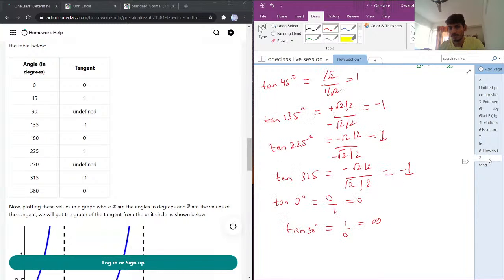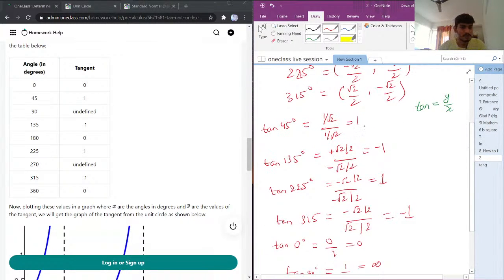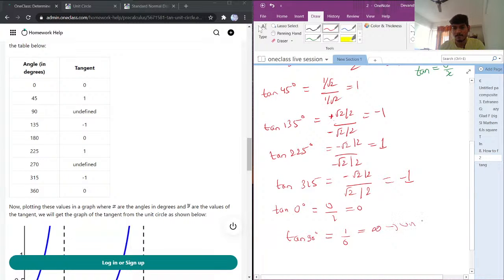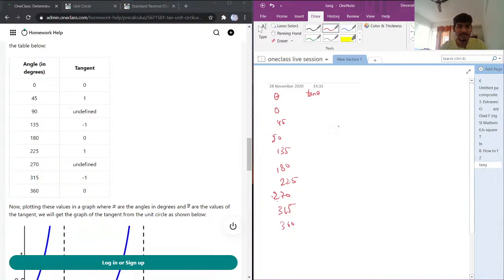From the previous calculations, let us first verify the values. For tan 45 it is 1, for tan 135 it is negative of 1, for tan 225 it is 1, tangent of 315 is negative of 1, and for tangent of 90 it will be undefined. For tangent of 0 it is 0. So the values are correct in the table given in this solution: 0, 1, undefined, negative 1, 0, 1, undefined, negative 1, 0.